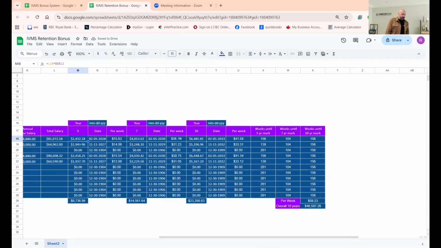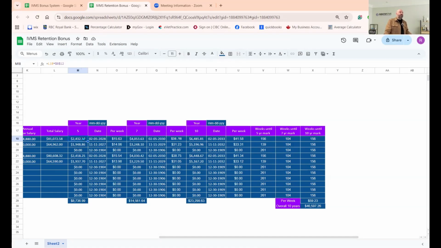$59. Let me just get a calculator. 59.23. Okay. 59.23 is what you need to put aside for the next 5 years. For the next 5 years, each week, $59 is going to be put away each week to reach these 4 people in the 5-year mark, or now we've got 3 years left. Okay. So that's what you need to put away.